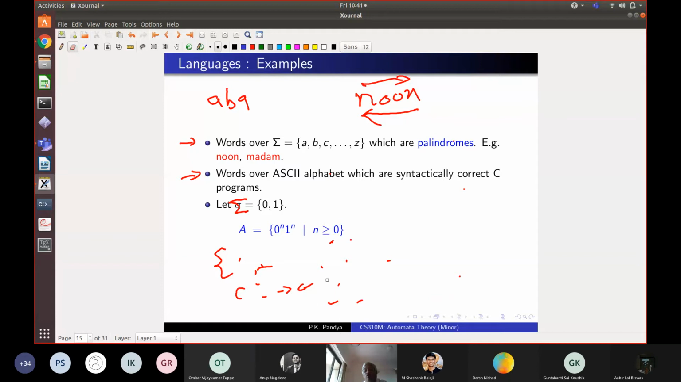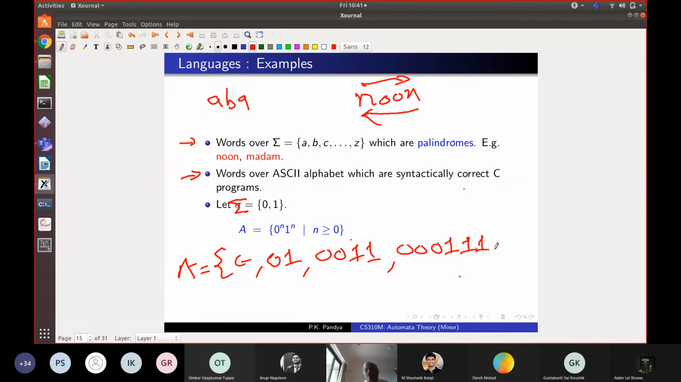You should be able to solve examples of languages like this. So one of the first skills you will learn in automata theory is how to implicitly specify languages using notations that we have given in these examples. And you will do lots of exercises of this. So this language A will consist of words like this: epsilon, because that is 0 to the power 0, 1 to the power 0. Then it will consist of 0, 1, then 0, 0, 1, 1. Then 0, 0, 0, 1, 1, 1, etc.